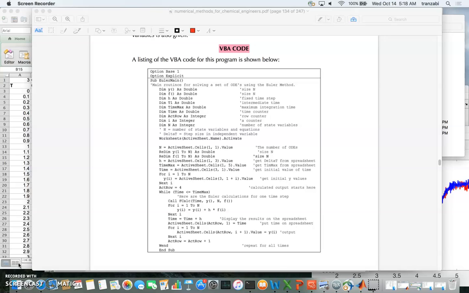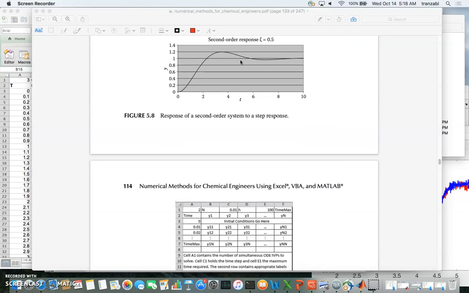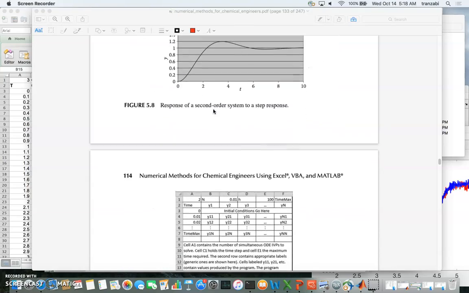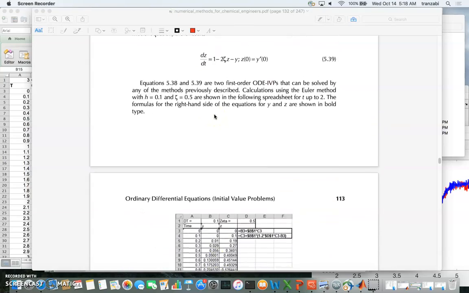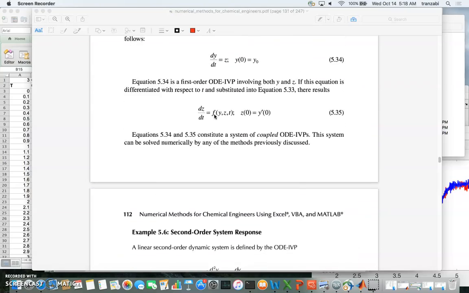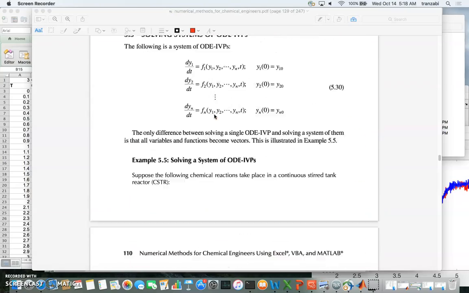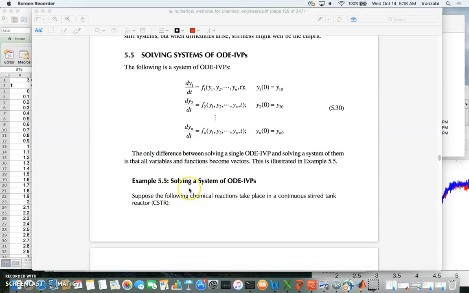Okay, so if you remember, we got this VBA code. Basically our template is what is given in the textbook. It's the VBA code provided in example 5.7. So we're going to modify that to be able to solve the three species problem. Three species problem is example 5.5, right? So we're going to solve this now, this time using VBA. We solved this before using spreadsheet, but we're going to do it using VBA now.